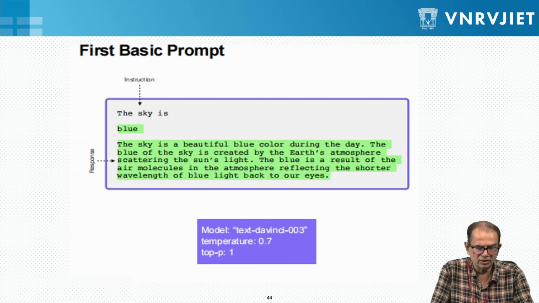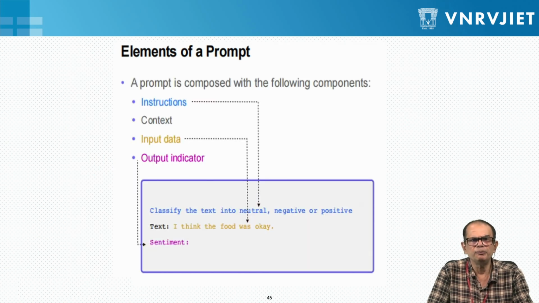Now let us talk about the basic prompt. A basic prompt has an instruction, and then we give the input to the LLM and we get the output. What are the components of a prompt? The components are the instructions given to the prompt, then some input data, and then the output is what we get out of that.